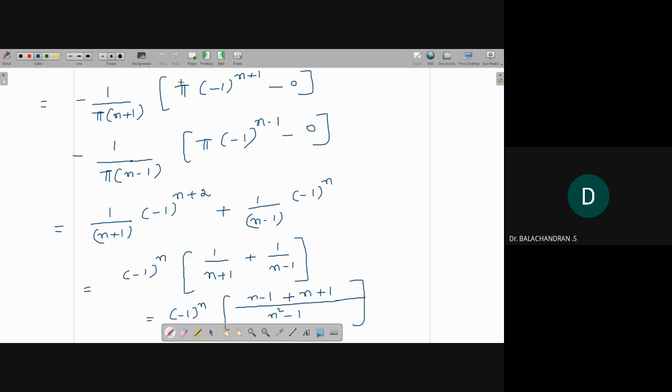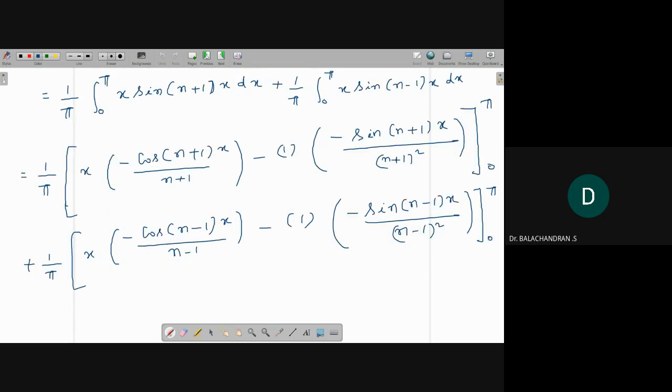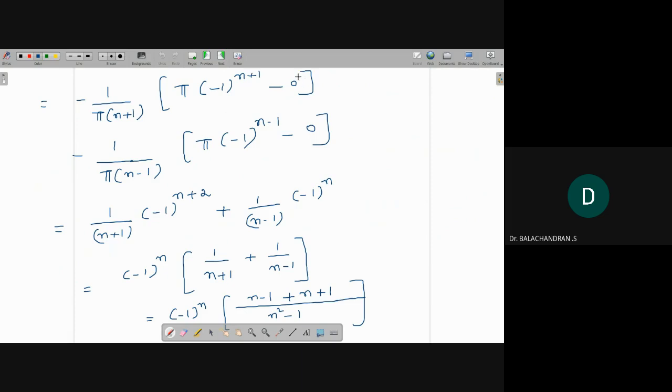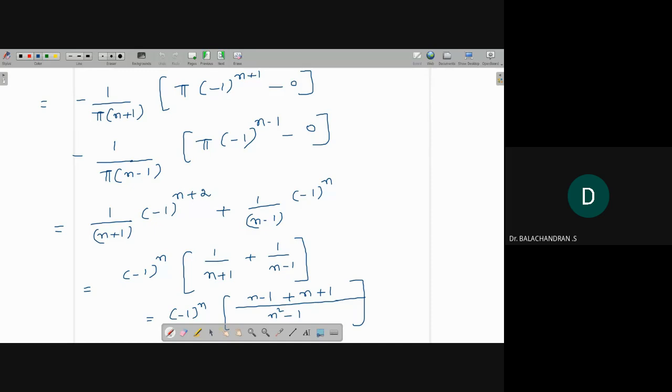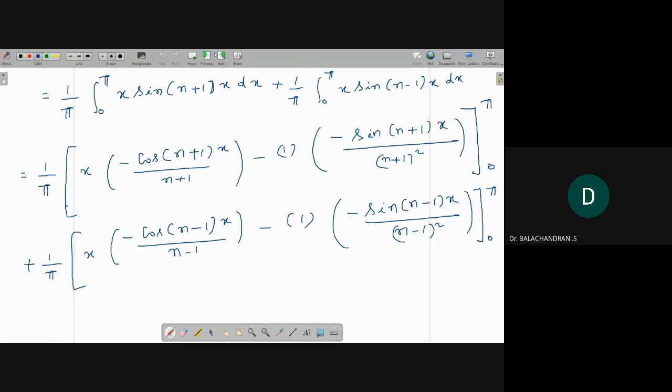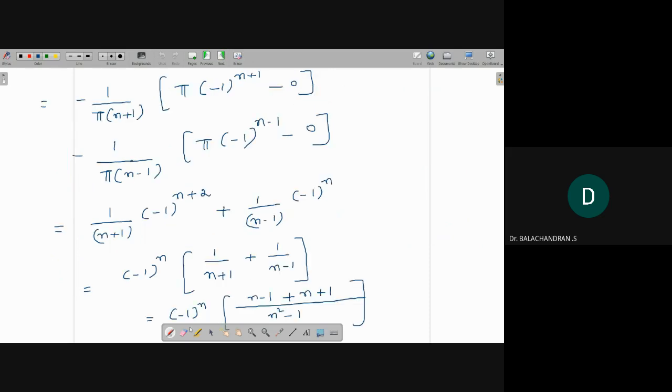So pi into minus 1 whole power n plus 1, minus sine of (n plus 1) pi, which is 0. So sine (n plus 1) pi is 0, so that's why this is 0. I think I forgot to write. Please check it. Yes, I only wrote the upper limit. Lower limit is what? When x is equal to 0, sine 0 is 0. Okay, so I need to write here.